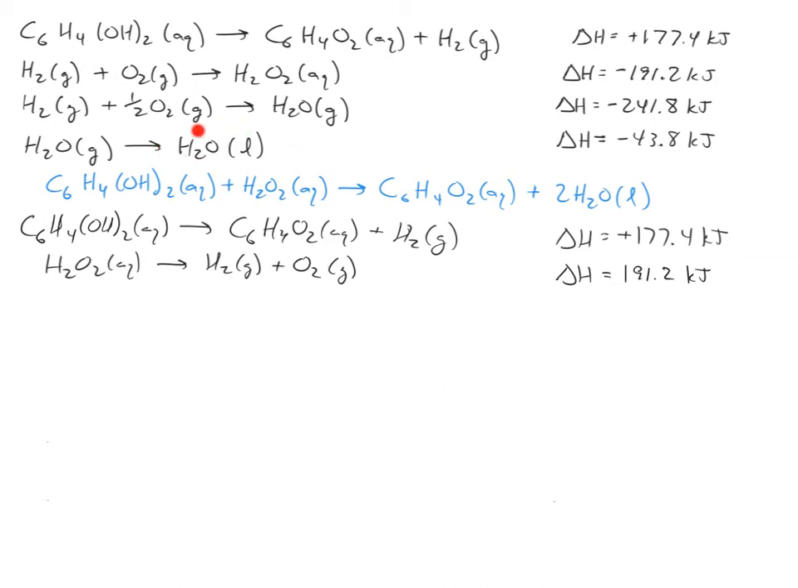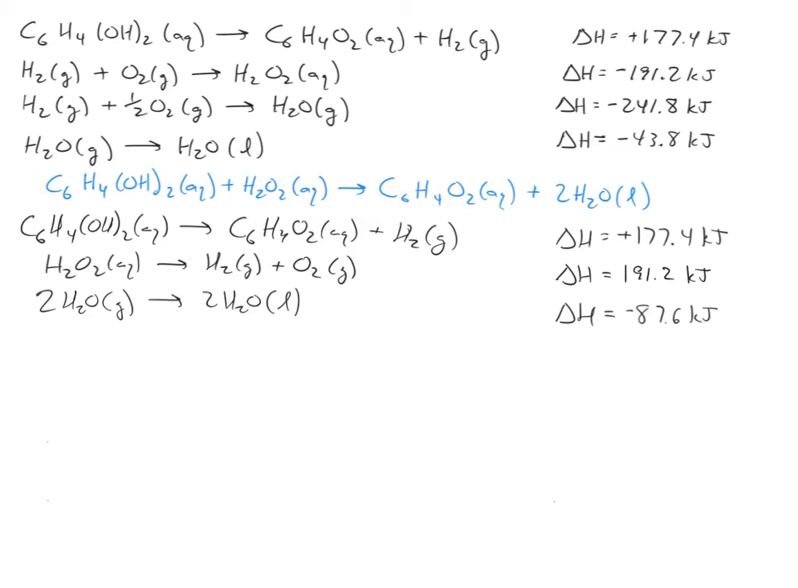Well, I see H2O liquid. It's a product, but I don't have one of them, so I need this fourth reaction, and I need 2 of them. So I got to multiply that fourth reaction by 2. So 2 H2O gas makes 2 H2O liquid. I multiplied the fourth reaction by 2, so I got to multiply the delta H by 2, so negative 43.8 times 2 is negative 87.6 kilojoules.